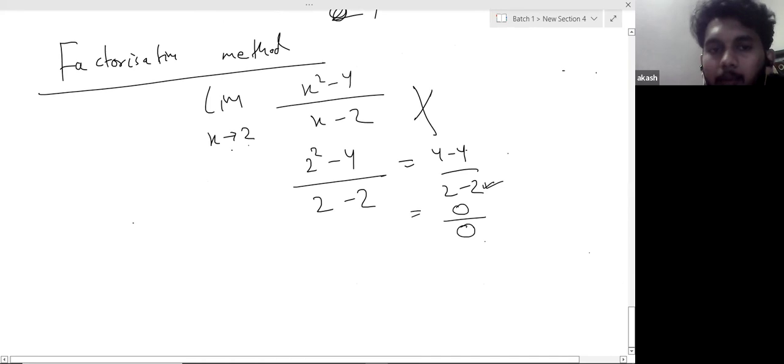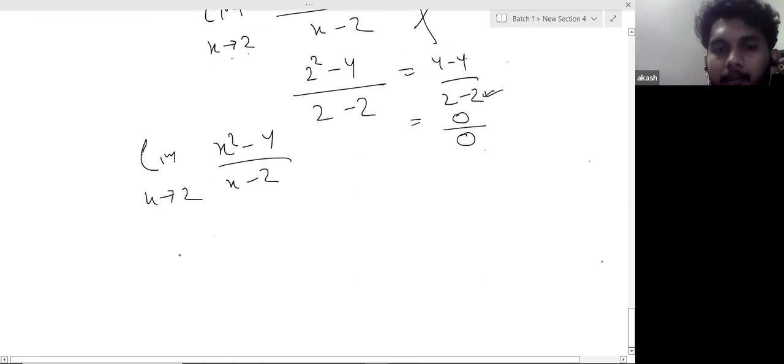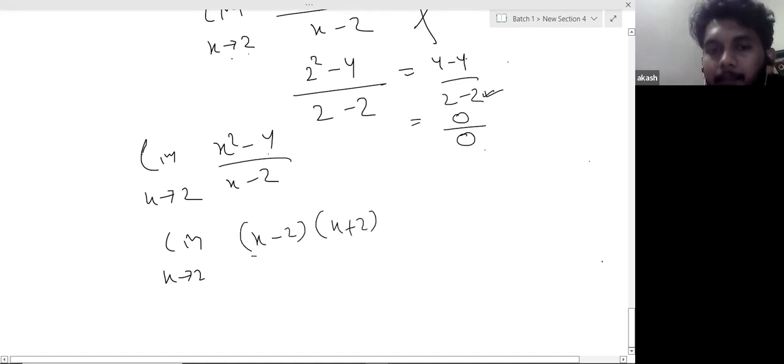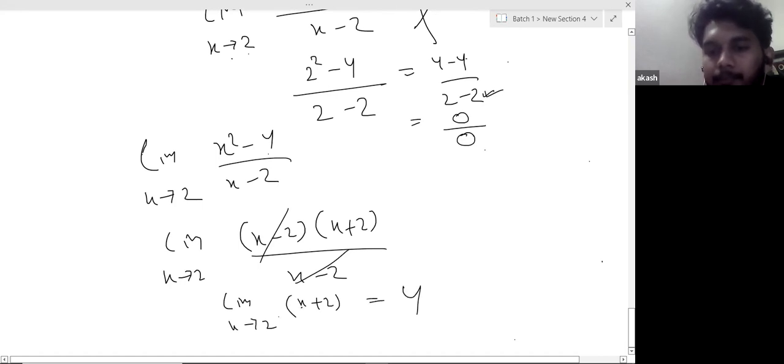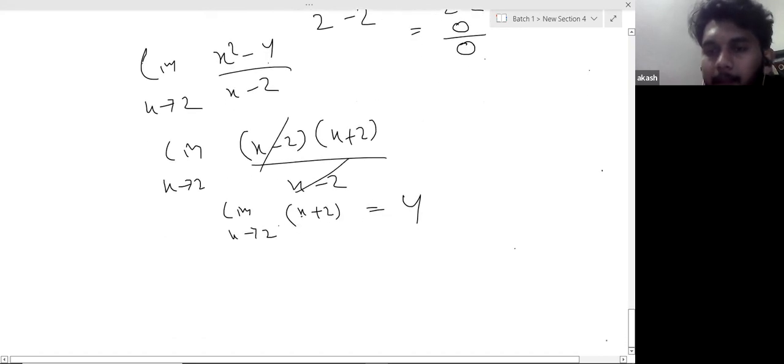All right. So how to solve this? We have limit x tending to 2, x square minus 4 upon x minus 2. This we can write as limit x tending to 2, x square minus 2 square. So a square minus b square we can write as a minus b into a plus b, upon x minus 2. This is cancelled. So what we got now is limit x tending to 2, x plus 2. Now again put the value of x equals to 2, direct substitution. So 2 plus 2 is 4. All right.